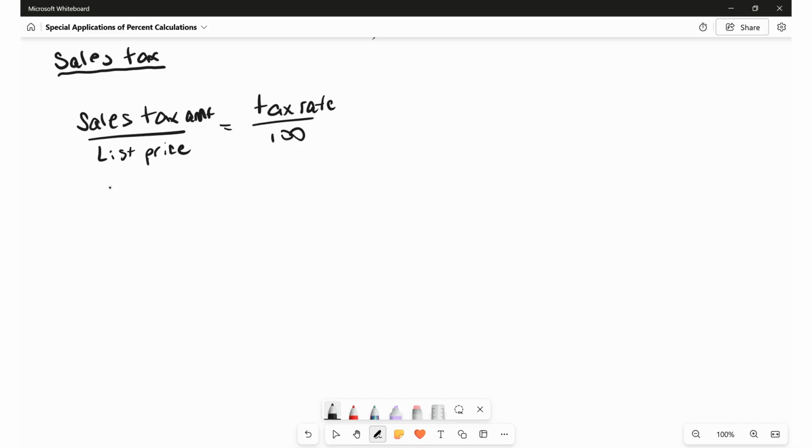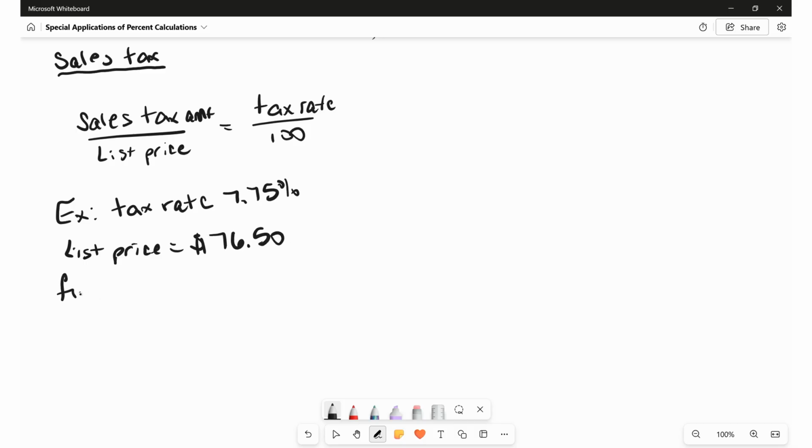So let's do this example. We are buying an item that has a tax rate of 7.75%, and the list price is equal to $76.50. So we want to find the total cost.